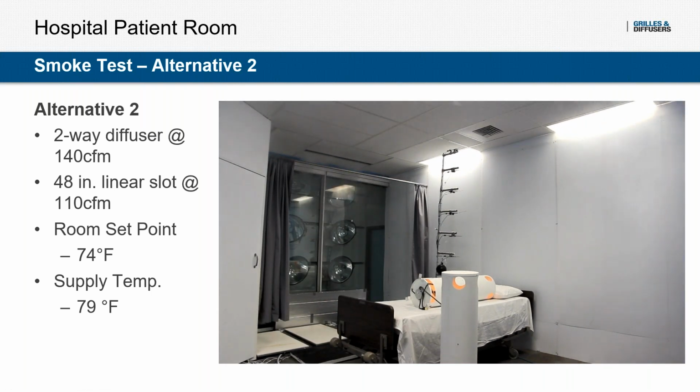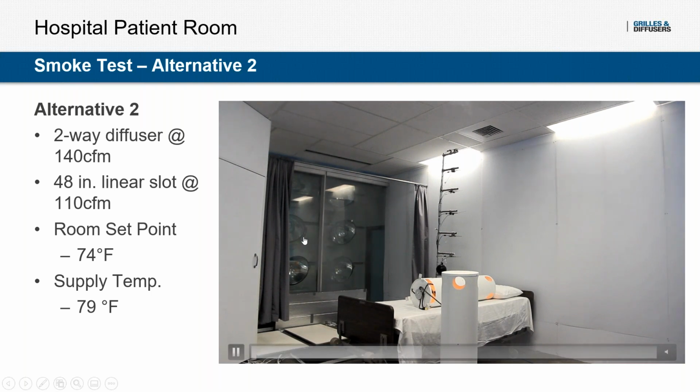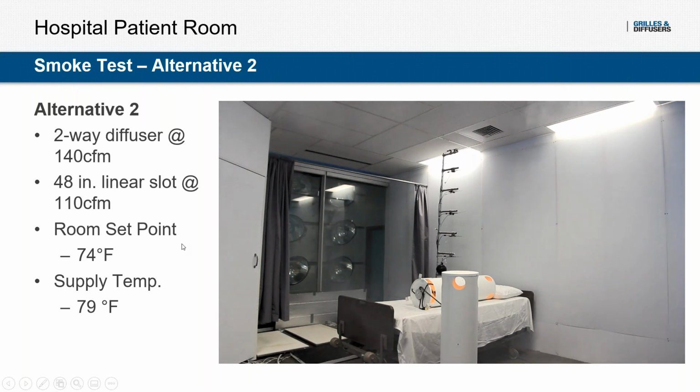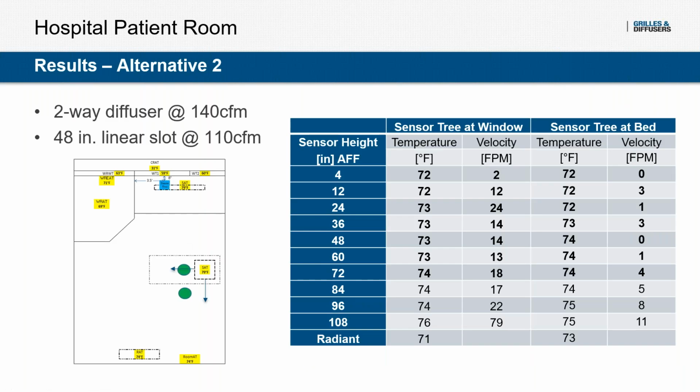Again, just the video. Here we can see the slot diffuser, the smoke coming out, conditioning the window area. So what were the test results like for this second alternative? We can see that the head to toe temperature for both the window and the bed, instead of being 1 degree differential, is more around 2 degree differential, but again, that's well within the ASHRAE recommended range.